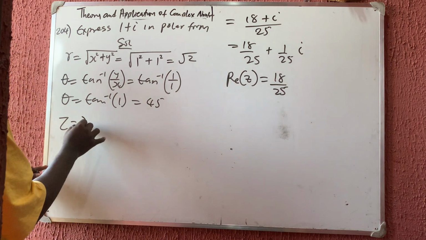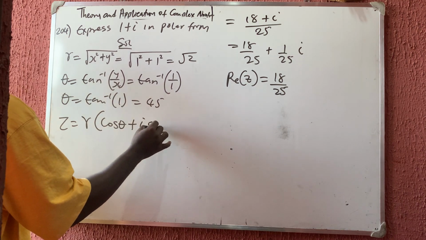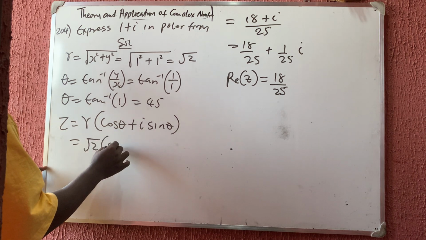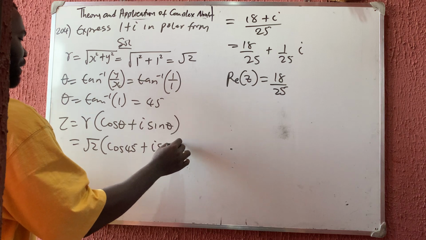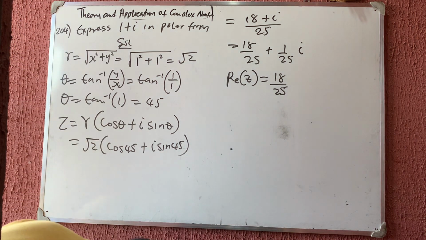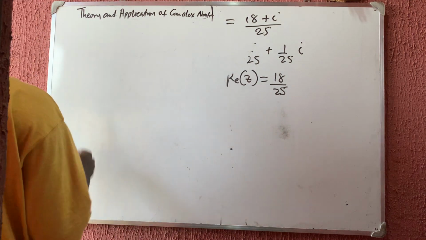So z is equal to r in bracket of cos theta plus i sin theta. Which is equal to root 2 in bracket of cos 45 plus i sin 45. You see that this is very, very simple. That's your polar form. So the next one, question number 205.